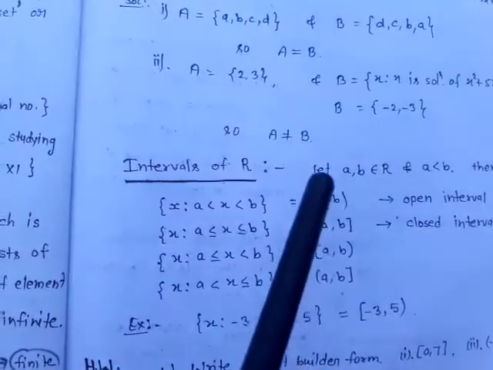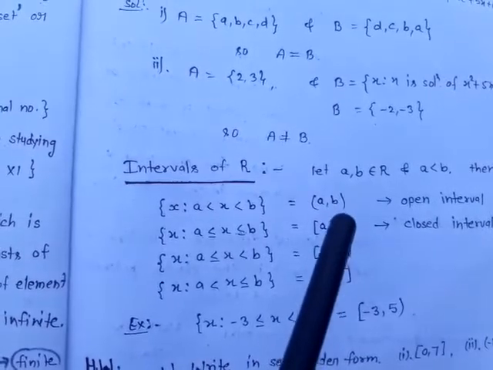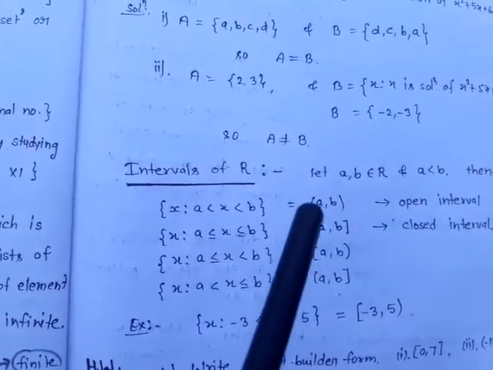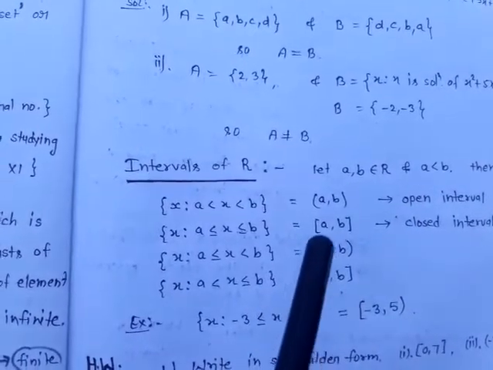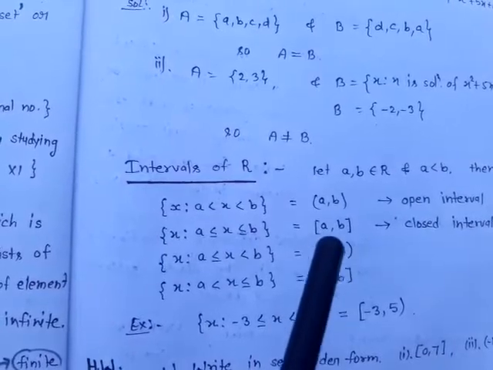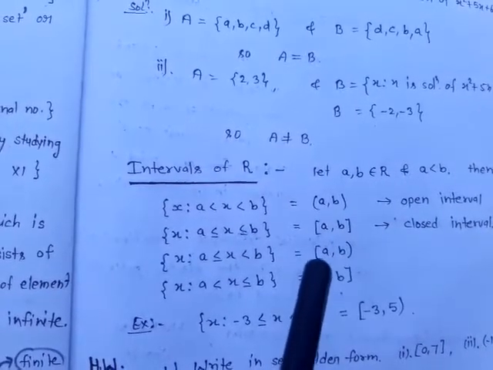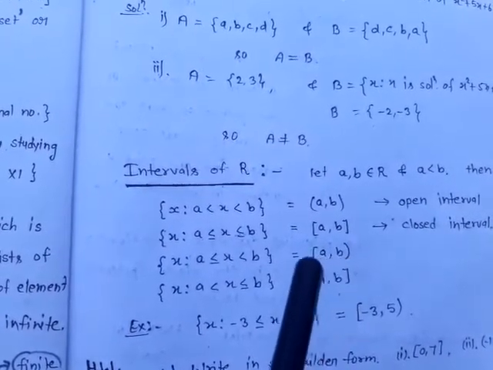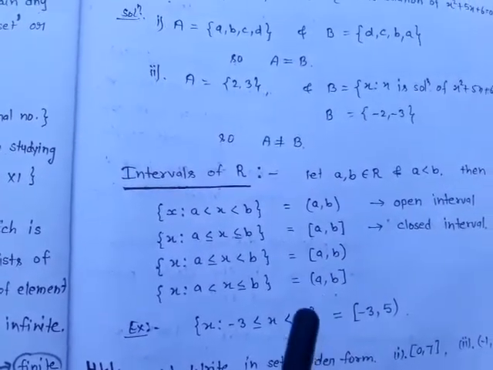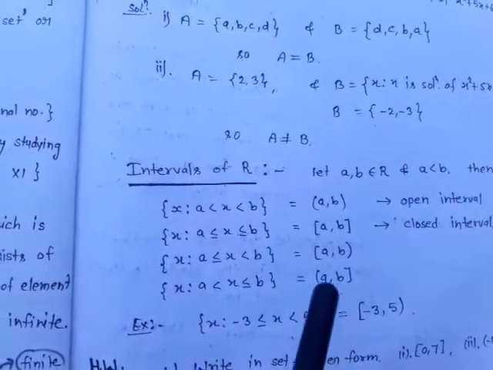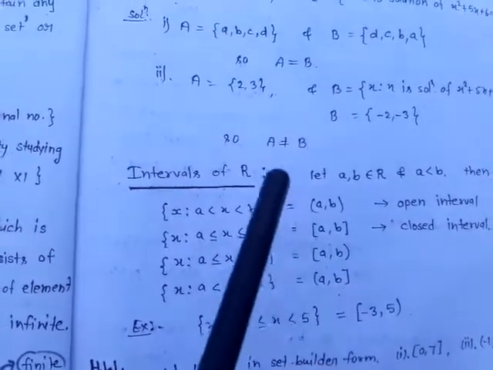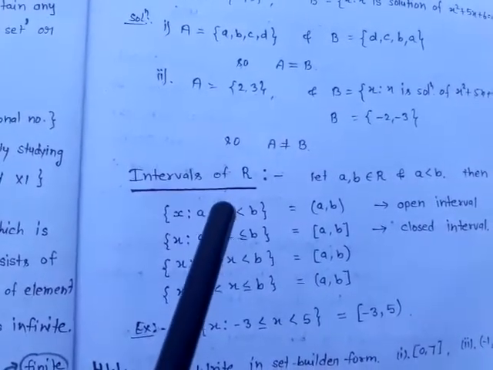What is the meaning of these brackets? For (a, b), we use all numbers between a and b but not a and b. For [a, b], we use all numbers between a and b, and also a and b. For [a, b), we use all numbers between a and b but not b, but we use a. For (a, b], we use all numbers between a and b but not a, we use b. This is the representation of intervals in sets.